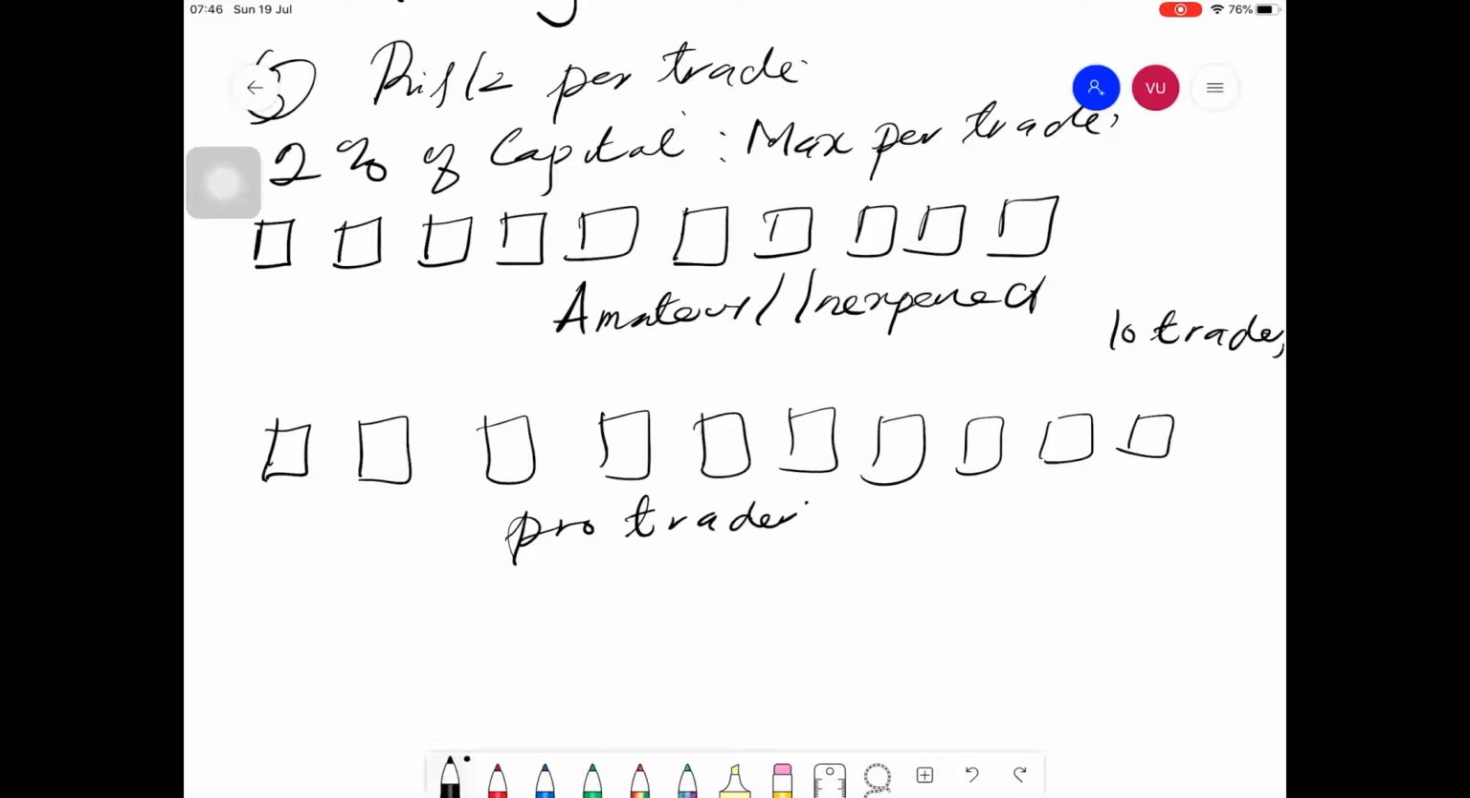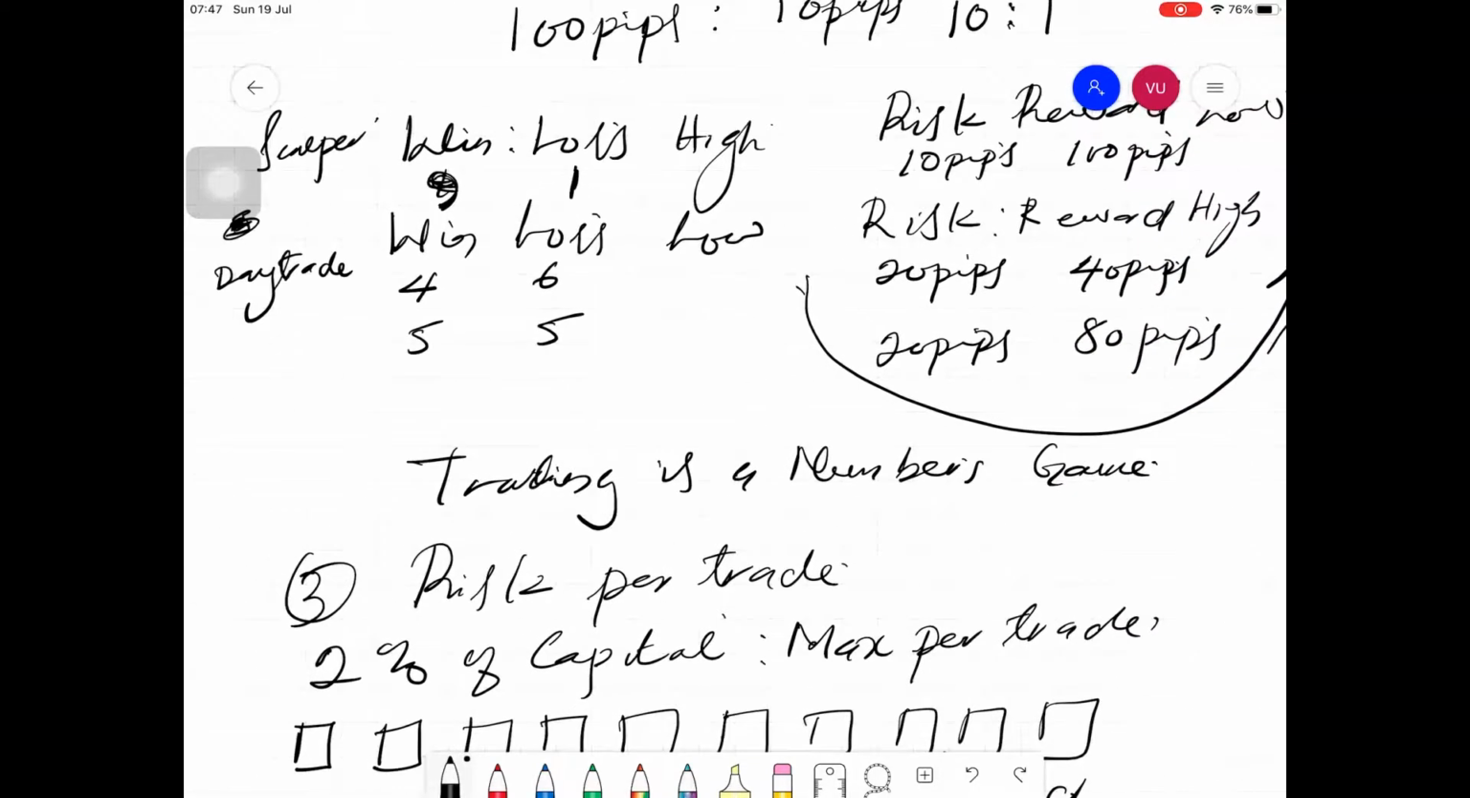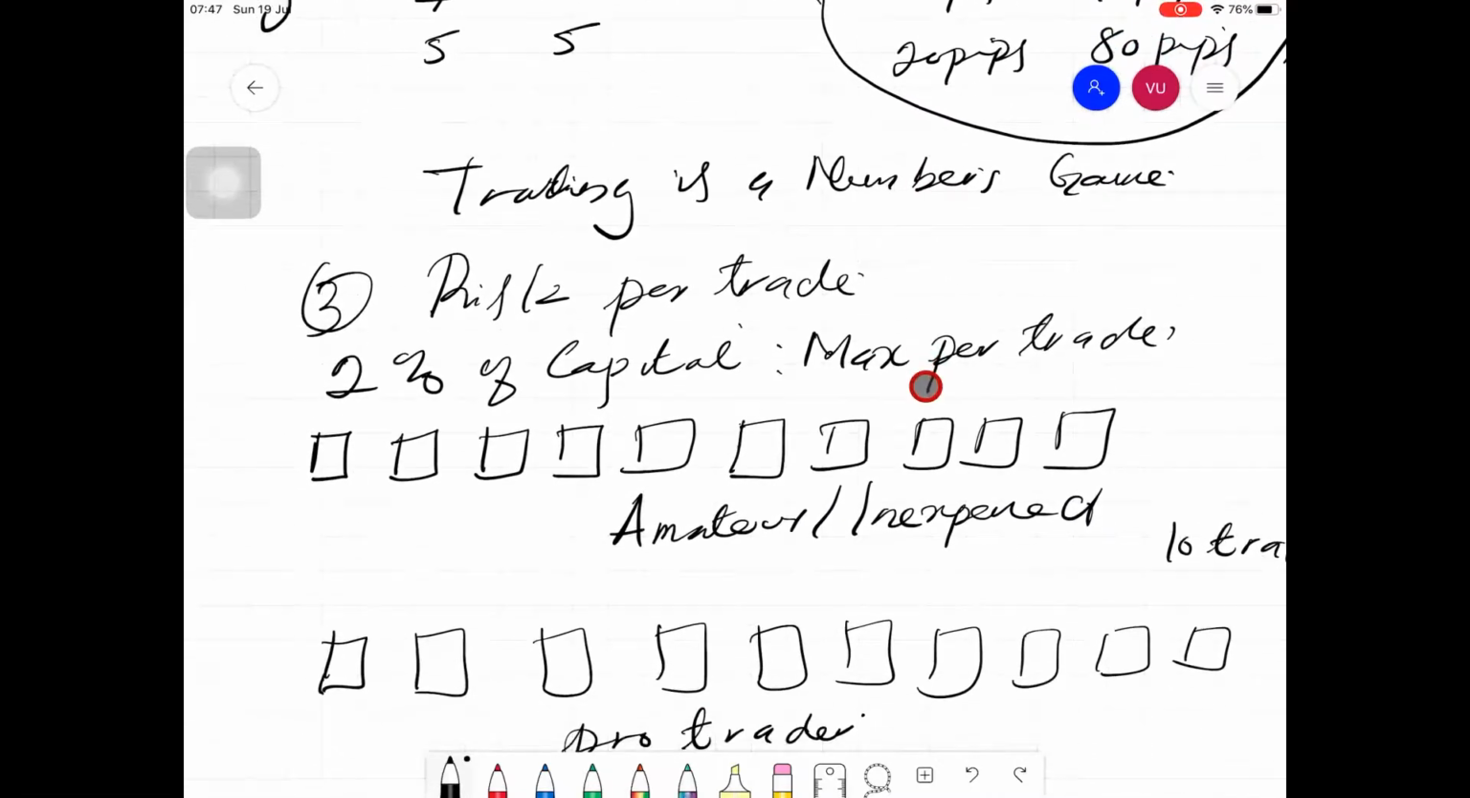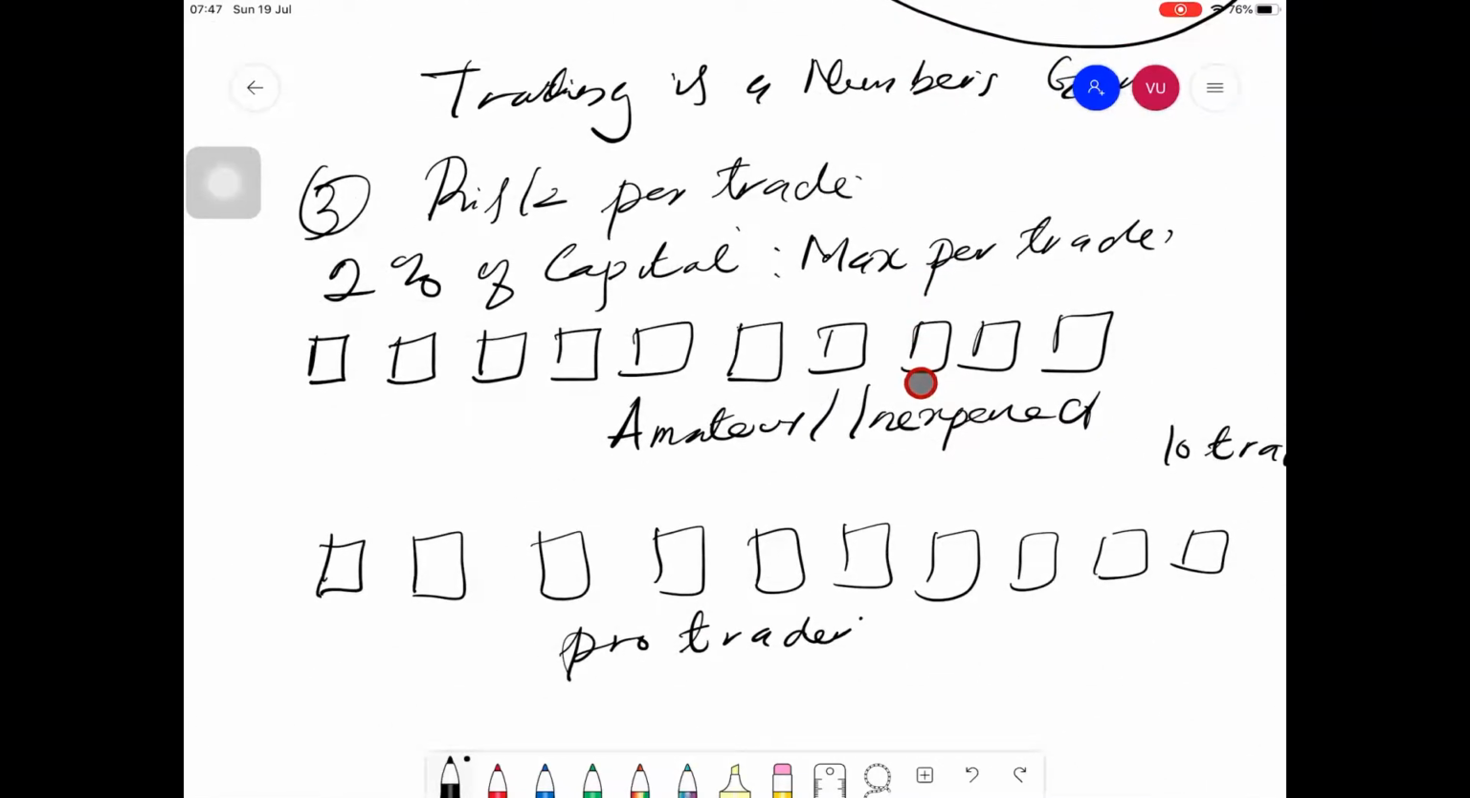So let's use this example here. You win 5, lose 5, make 20 pips. Make 80 pips profit, lose 20 pips. So you can see how everything is connecting. He loses 5 trades and he wins 5 trades.